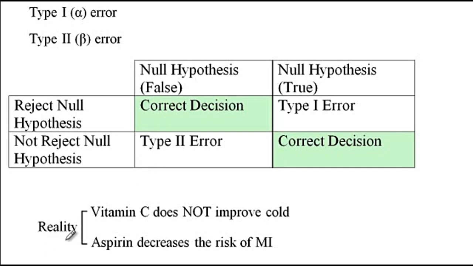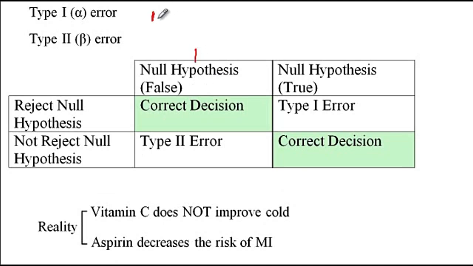So let's say that, just for argument's sake, in reality vitamin C does not improve cold, and on the other hand aspirin decreases the risk of myocardial infarction. So these are the true findings. Now let's say that here our null hypothesis is that aspirin does not protect against myocardial infarction.